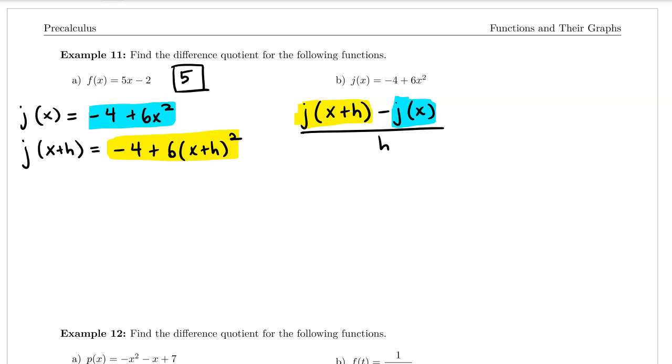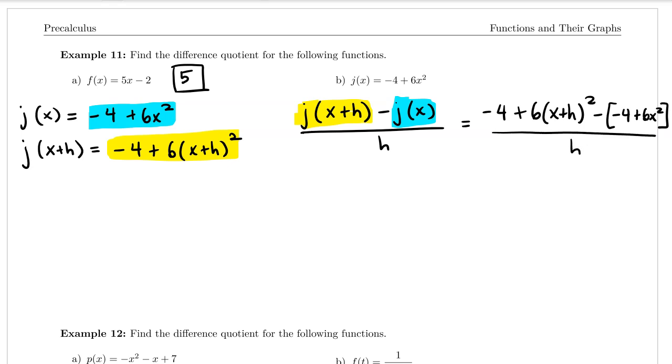So now we have that this is equal to negative 4 plus 6 times x plus h quantity squared, and then I'm going to subtract off the original function. So minus negative 4 plus 6x squared. And then this is all over h. So let's do some more highlighting again. Here is j of x plus h, and then in blue I am highlighting j of x, our original function.